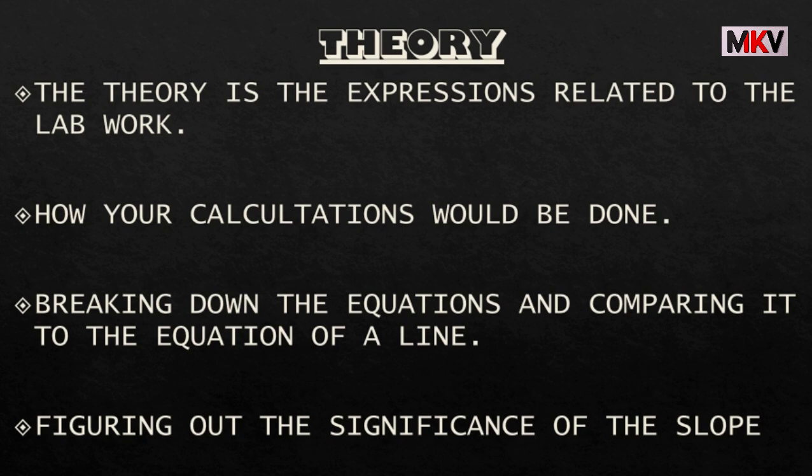You are supposed to figure out that slope, the significance of the slope, what that slope means. After plotting your graph and finding your slope in the calculation, what are you supposed to get after that calculation? The theory is supposed to tell us all that. So that's about the theory. It's supposed to be brief and concise, not plenty. So for those who write lodge reports, note that as well.